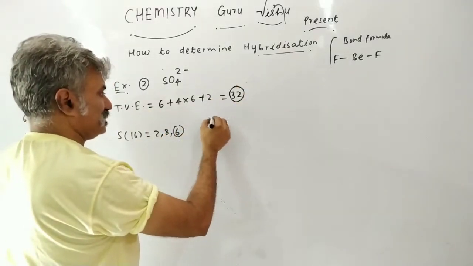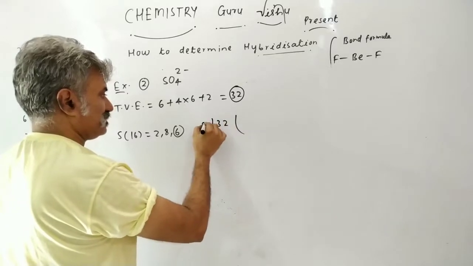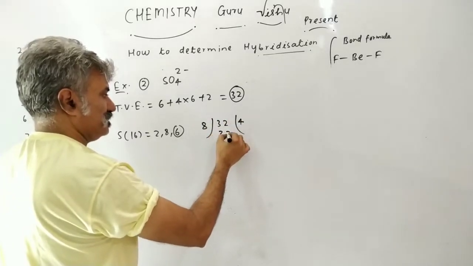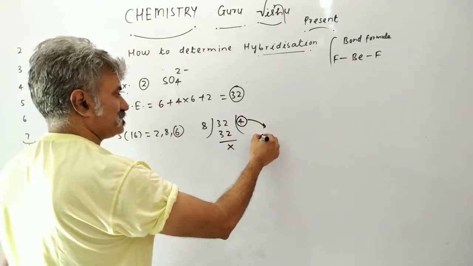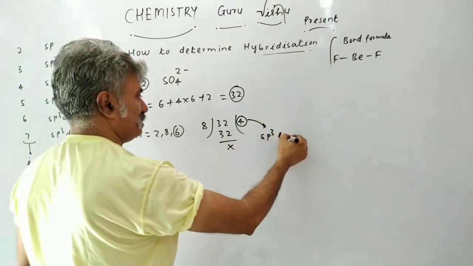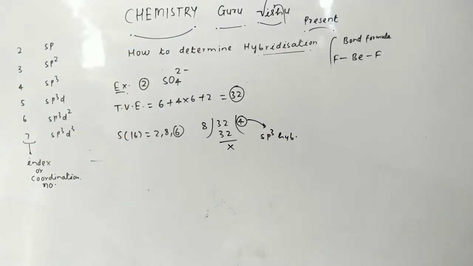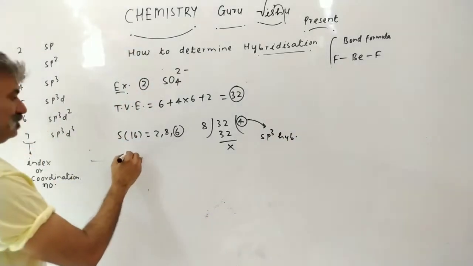Now divide this 32 by 8. 8 fours are 32, so 4. 4 means sp3 hybridization. Now my method.